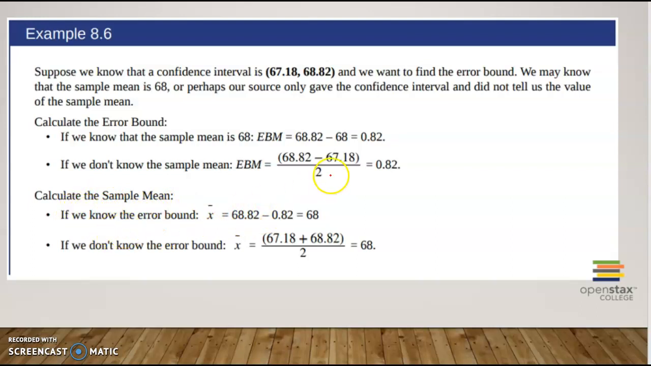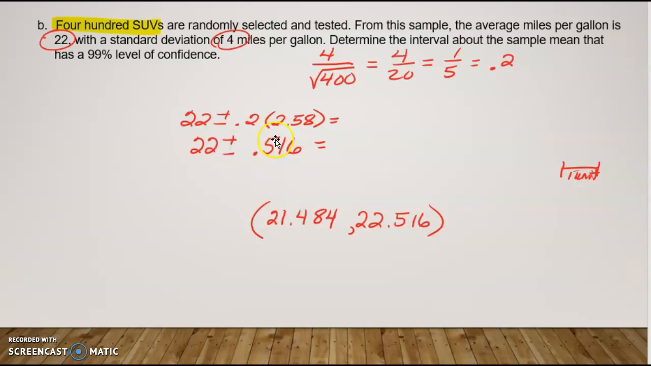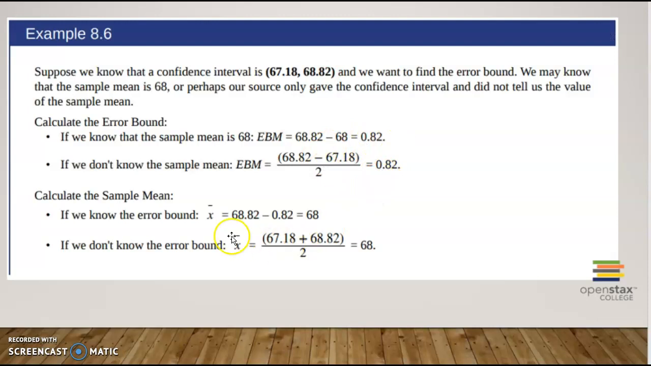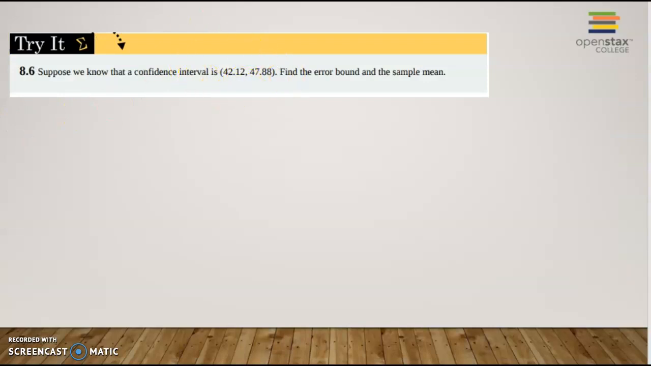Calculate the sample mean. If you know the error bound, you just subtract it from the interval. You're undoing what we did on the earlier slides where you added the error bound; you're just subtracting it back off to get to the mean. You're undoing what was done. Okay? You know the error bound, subtract it off, or take the average. Midway between these two is going to be your mean. Okay? So, here it is right here.